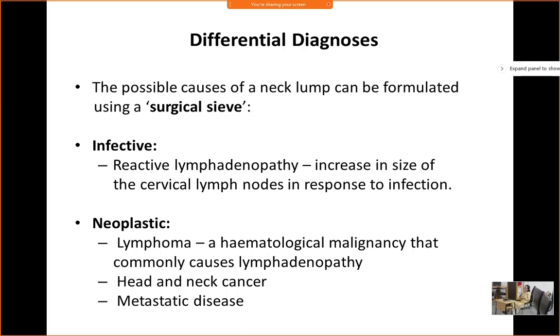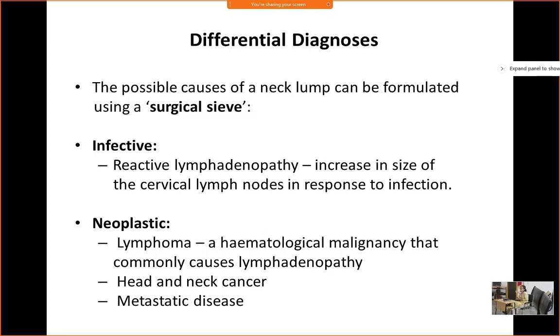So the infective, the most common one is your reactive lymphadenopathy, an increase in size of the cervical lymph nodes in response to infection. Then another one is your neoplastic. Neoplastic, it can be a lymphoma. This is a hematological malignancy that commonly causes lymphadenopathy.